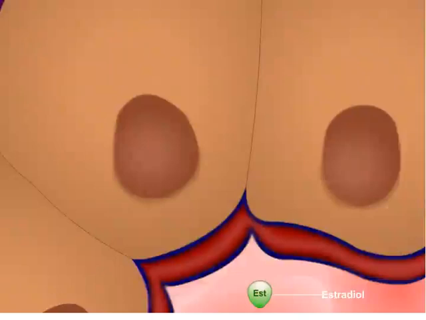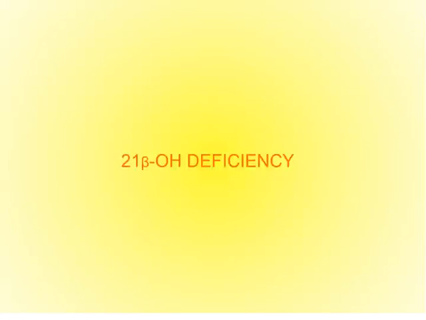Now that we have discussed the normal process of biosynthesis of adrenal hormones, conditions related to enzyme deficiencies within these pathways will be reviewed. 21-beta-hydroxylase deficiency is the most common cause of congenital adrenal hyperplasia. It causes mineralocorticoid deficiency, hypotension, androgen excess, and female virilization. Neonates usually present with hyponatremia, hyperkalemia, and raised plasma renin.